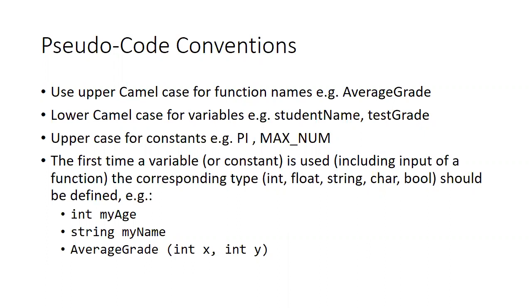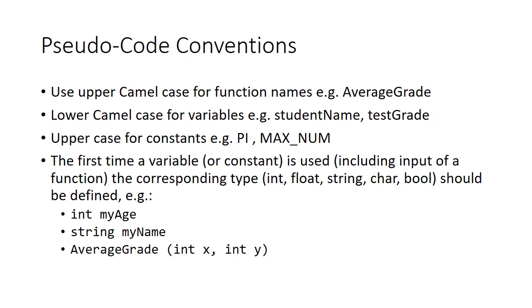Every time we use a constant or a variable for the first time, we're going to identify what type the variable is. So here we're saying that we're creating a variable called my age, and the type is int. You don't have to do that in Python, but you have to do it in pseudocode apparently.